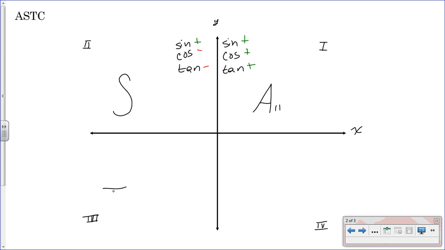Your T goes here. You probably know the pattern by now, and your C goes here. So your sine, your cosine, and your tangent. In quadrant 3, the tangent is positive. Quadrant 4, the cosine is positive. Then, of course, sine and cosine are negative in quadrant 3. Sine and tangent, as well as their reciprocals, are negative in quadrant 4.